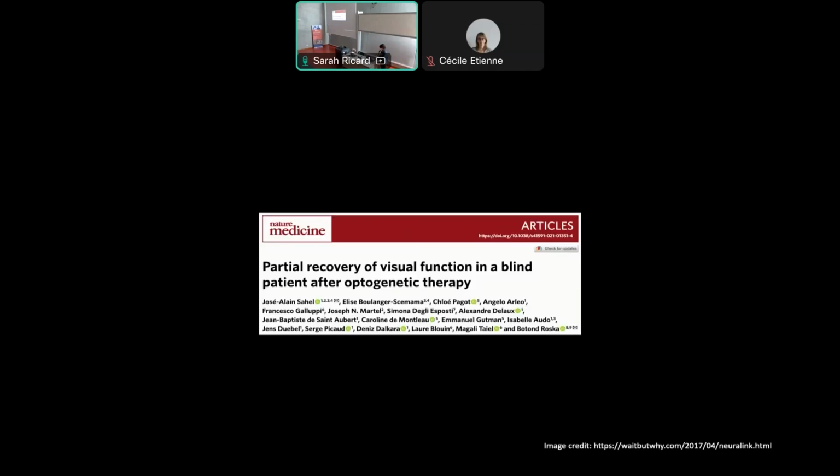And so basically in the Institut de la Vision, a large portion of the research is dedicated towards restoring sight to blind patients. And so there's a lot of different axes of investigation towards that goal. But one super exciting paper was published probably a couple of years ago, just after COVID, that showed that they could use optogenetics to restore vision in a totally blind patient.